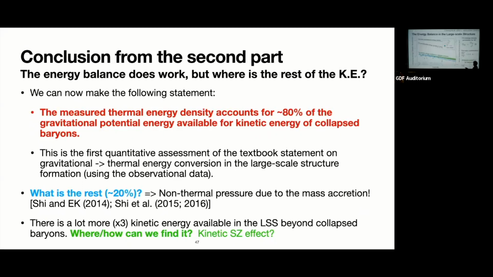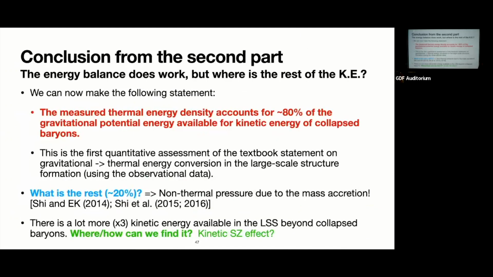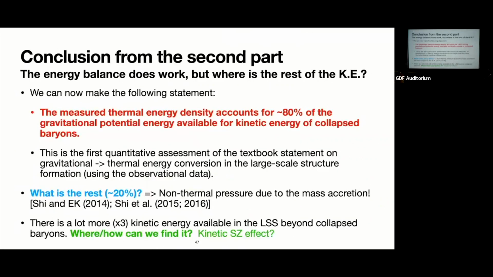Now, if you go back to this, there's a lot more kinetic energy available in the universe, right? How do we get access to it? The kinetic Sunyaev-Zeldovich effect is something you can get from bulk motion of velocity. You have velocity reconstructions of galaxies nearby. You can try to compute the kinetic energy of everything in the universe. Then you can do the test of where did it go, right? But so far we are still confined to this fraction of the gravitational potential energy available for heat.